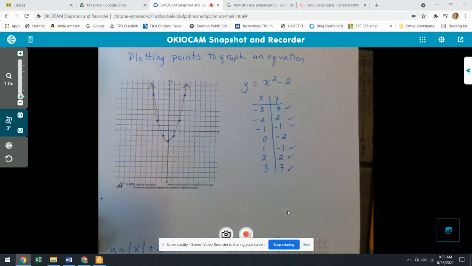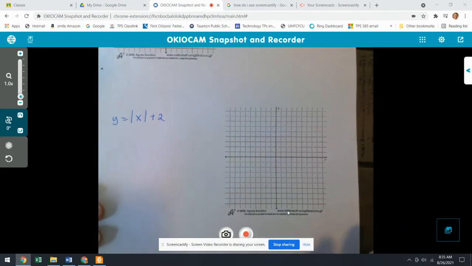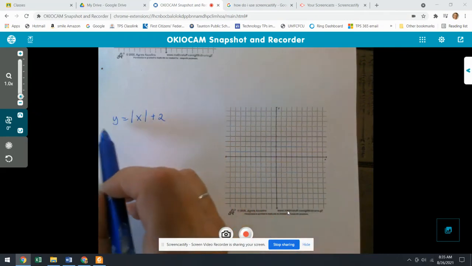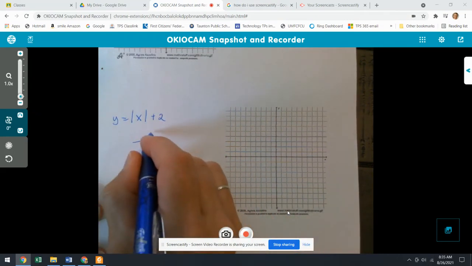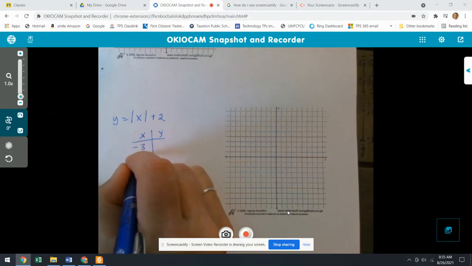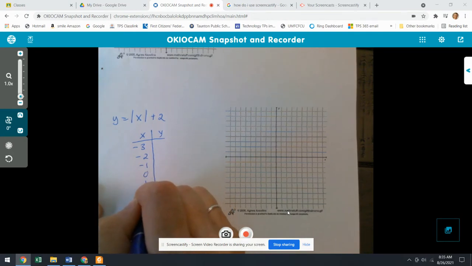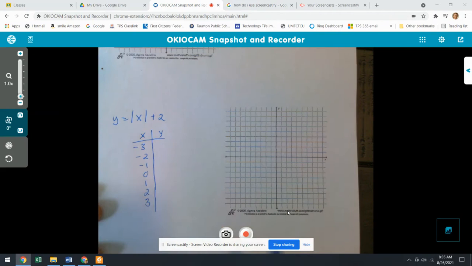Okay, we're going to do one more of this type where we're going to plot the points to graph an equation. And if you're in my class, I would suggest maybe pausing the video. If you want to do a little practice on your own, write this down, set up your own XY table. And again, I'm just going to start with these 6 points. They're probably the most common points to be tried to be plugged in when you're graphing in this method.